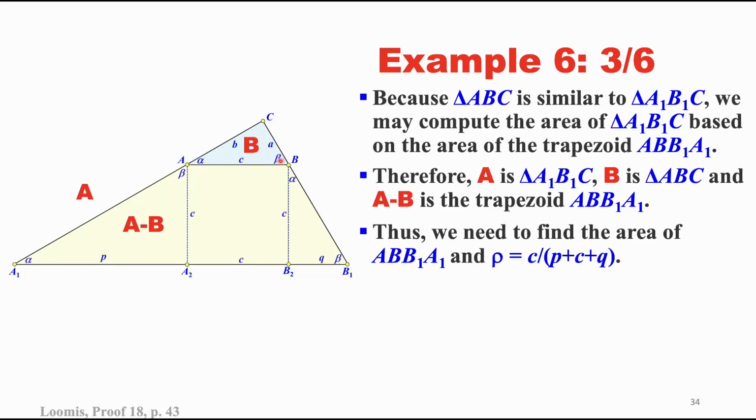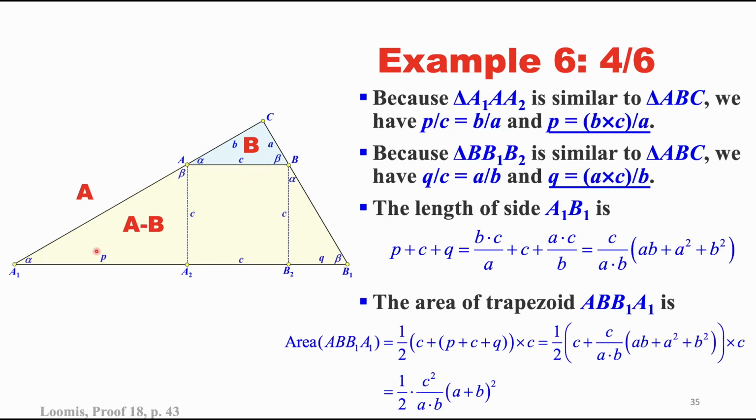Rho is C over P plus C plus Q. So the key is finding out what P and Q are. Now, because triangle A1AA2 is similar to the triangle ABC, therefore P over C is equal to B over A. And P is this.